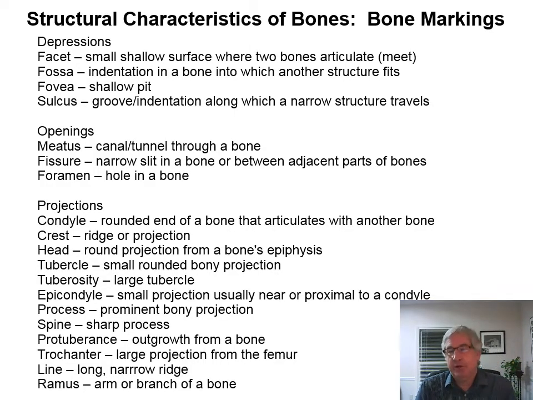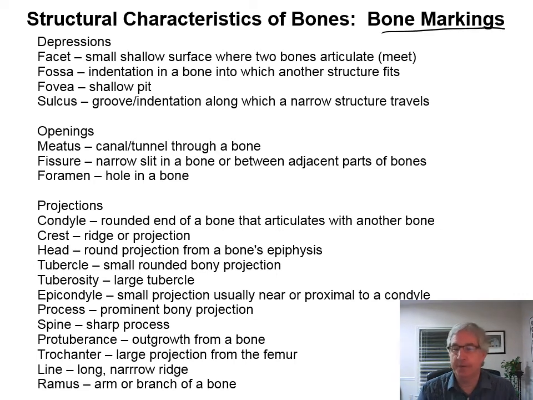So we've classified bones. Let's talk about the structural characteristics of bones and bone markings. You're going to need to know these later, especially when we talk about the axial and the appendicular skeletons. I'm not going to ask you to define these on this test, but you're going to need to start learning them because we're going to need to know these words as we go on. These are called bone markings.